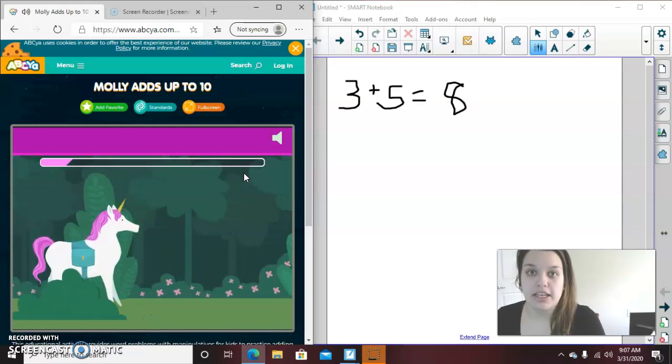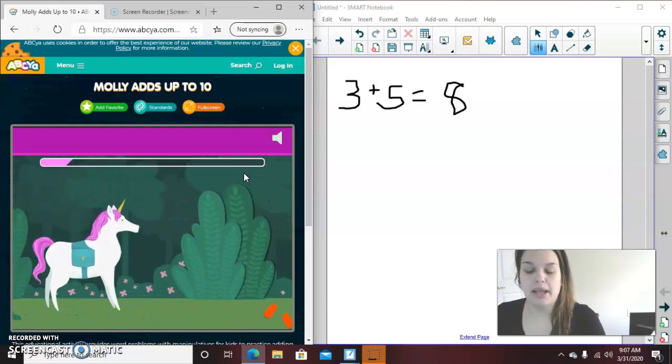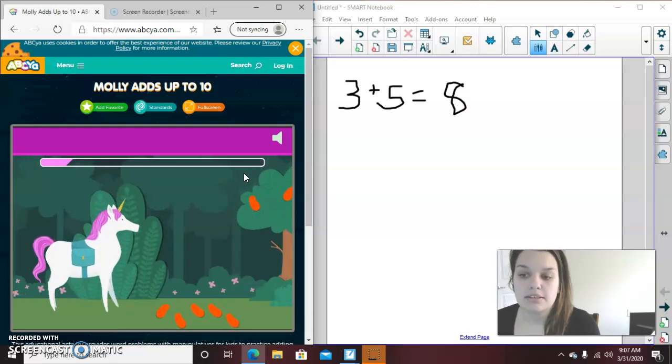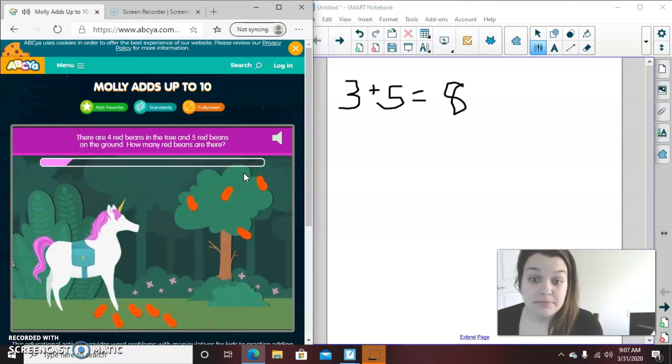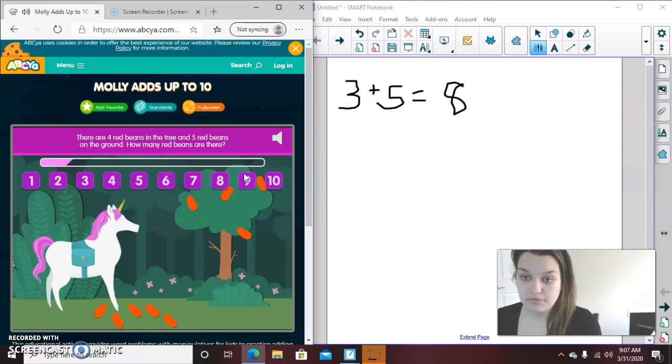For this one, you're going to need a paper and a pencil. Okay. Or a whiteboard. There are 4 red beans in the tree and 5 red beans on the ground. How many red beans are there? There are 4 red beans in the tree and 5 red beans on the ground. Okay. So they are kind of organized into 2 parts, right? They have those ones in the tree and those ones on the ground.